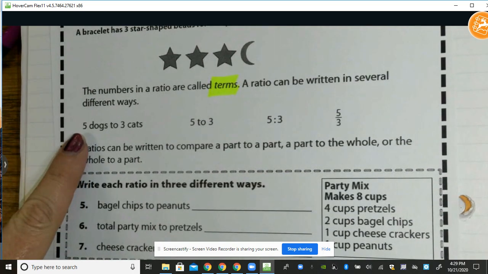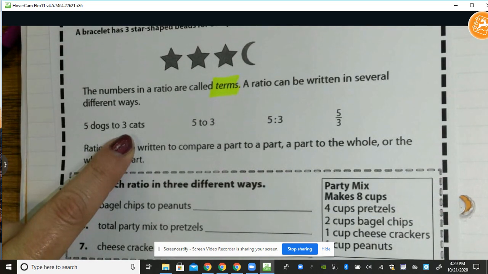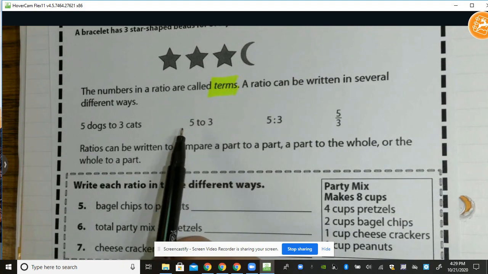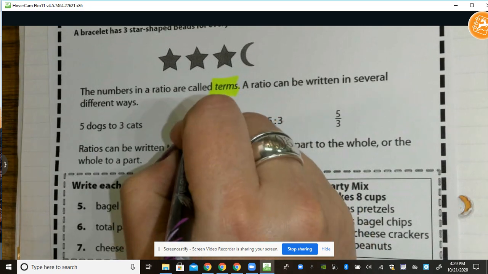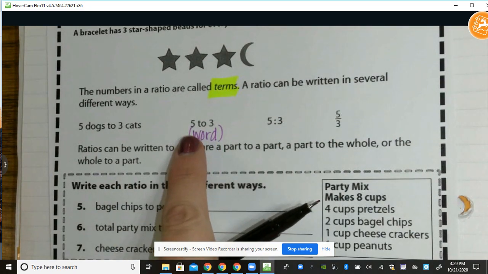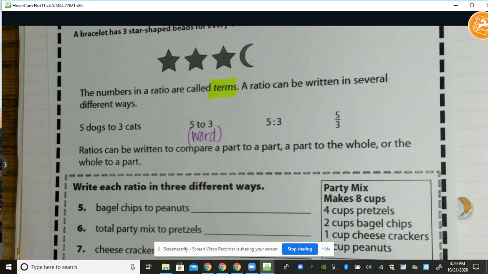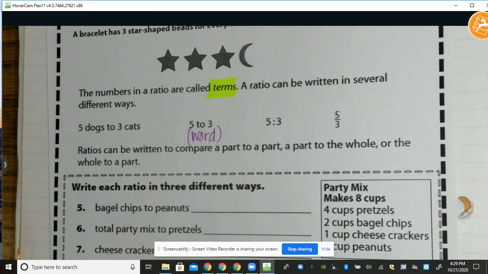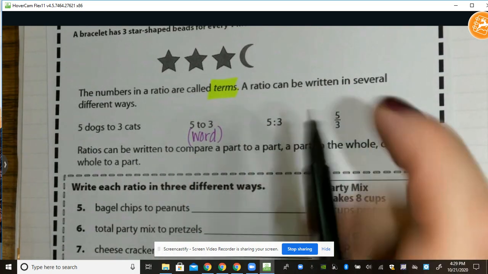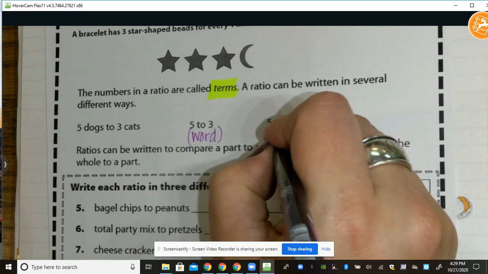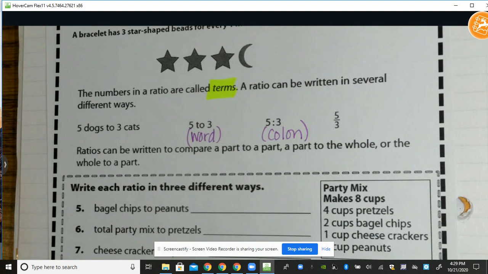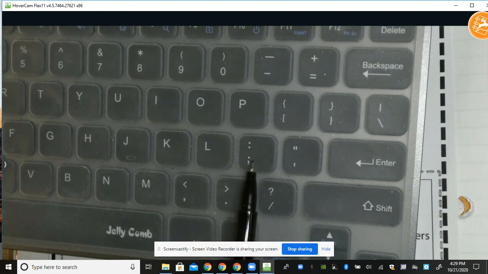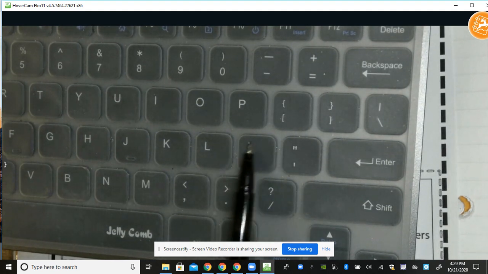Okay, so if I'm comparing 5 dogs to 3 cats, I can say 5 to 3. This is words, guys. The word to is how you can write it. The word to. So 5 to 3. Second way is with this colon, with a symbol. So this is what we call a colon. If you are typing this, it's right next to the L on the keyboard. Let me show you what my keyboard looks like. And it's right there next to the L. That one right there, that is your colon.